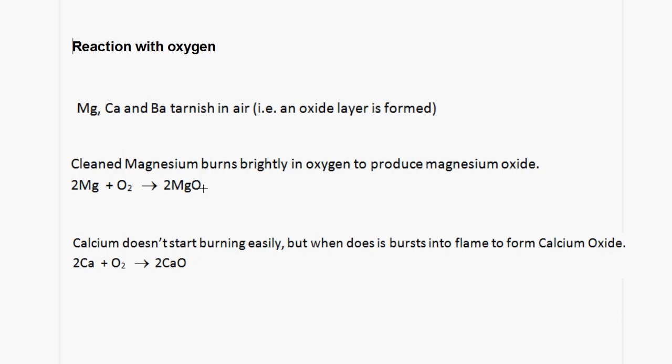And this reaction occurs with a blinding white flame. Calcium does not start burning easily, again because of the oxide layer, but when it does, it bursts into flame to form calcium oxide. So 2Ca + O2 produces 2CaO.